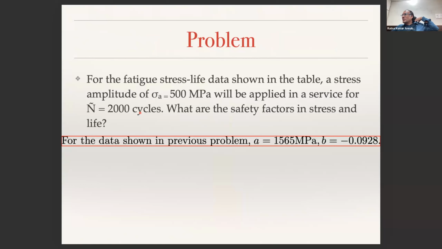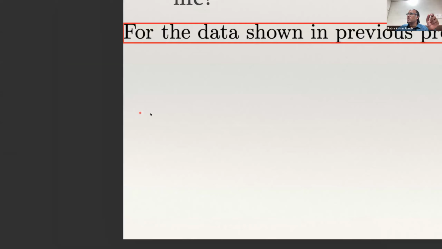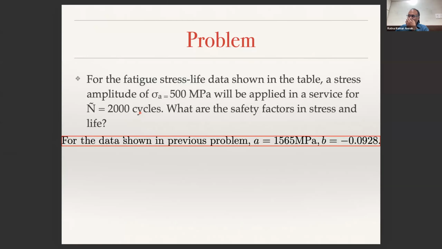Now, for the fatigue stress life data shown in the table in the previous slide, for which we computed the values of A and B, what were the values we computed? With two points we took one value, but when we fitted the data, what was the value? 1584 and minus 0.094, right? You can replace that or use this, it does not matter.